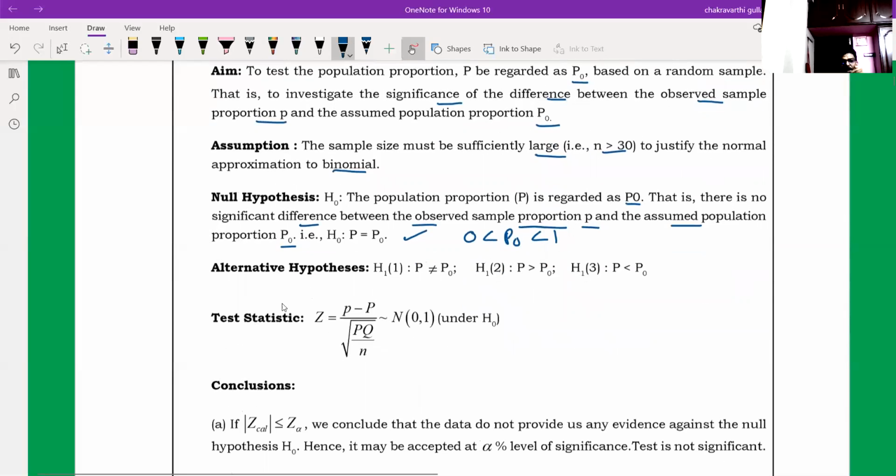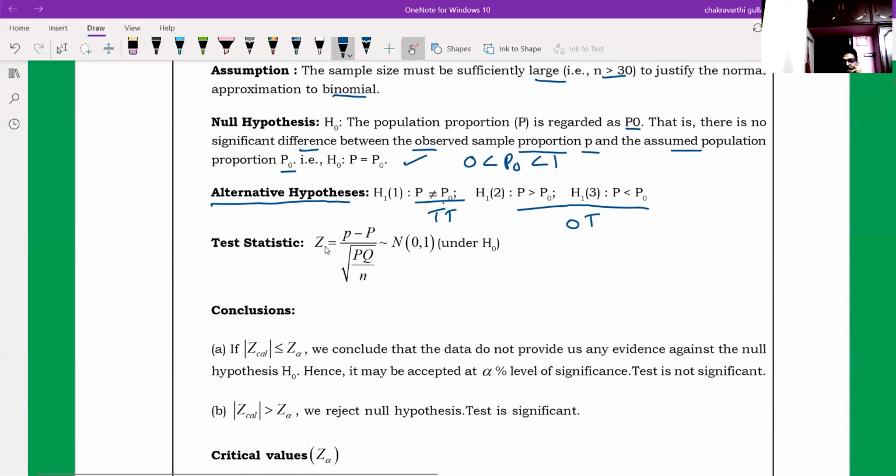Alternative hypothesis: the complement of the null hypothesis is called the alternative hypothesis. H1: P not equal to P naught, P greater than P naught, P less than P naught. There are 3 alternate hypotheses here. P not equal to P naught means the population proportion is not equal to some specified value, more than some specified value, or less than some specified value. Based on this alternate hypothesis, if it is in the not equal to form, use a two-tail test. In the form of greater than or less than, use a one-tail test.